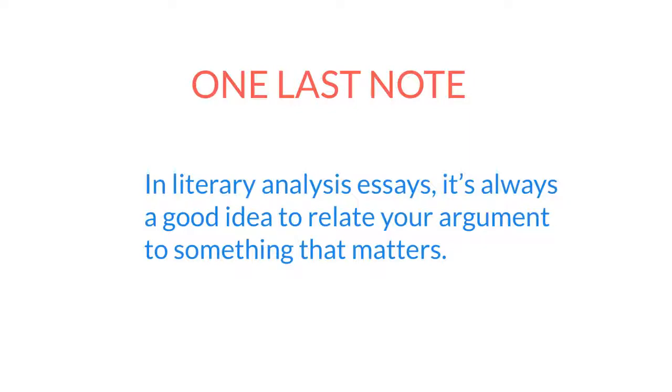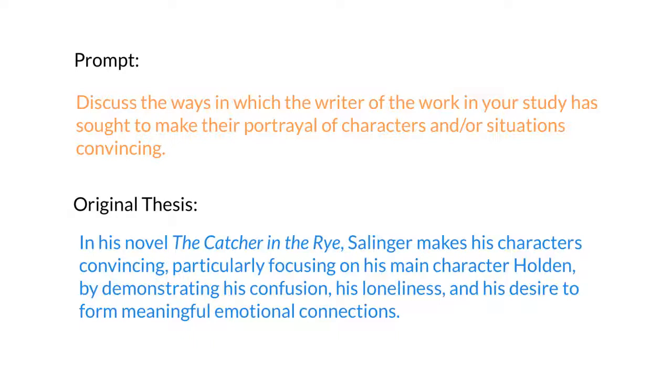So let's take a look at the thesis statement I wrote before this prompt. This prompt is: discuss the ways in which the writer of your work has sought to make their portrayal of characters and or situation convincing. So my original thesis is, in his novel The Catcher in the Rye, Salinger makes his characters convincing, particularly focusing on his main character Holden, by demonstrating his confusion, his loneliness, and his desire to form meaningful and emotional connections. Okay, so that's my original thesis statement, but now I want to add that kind of so what factor.